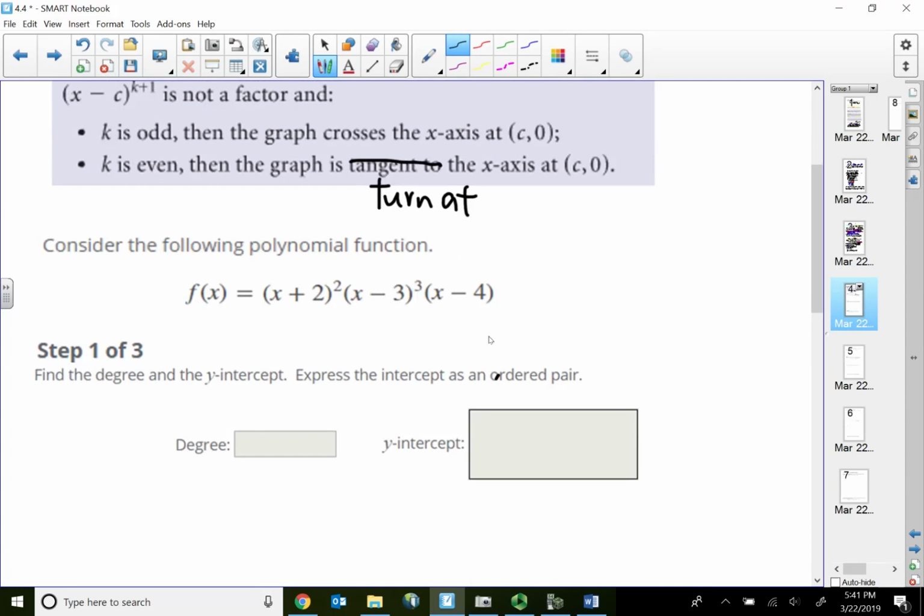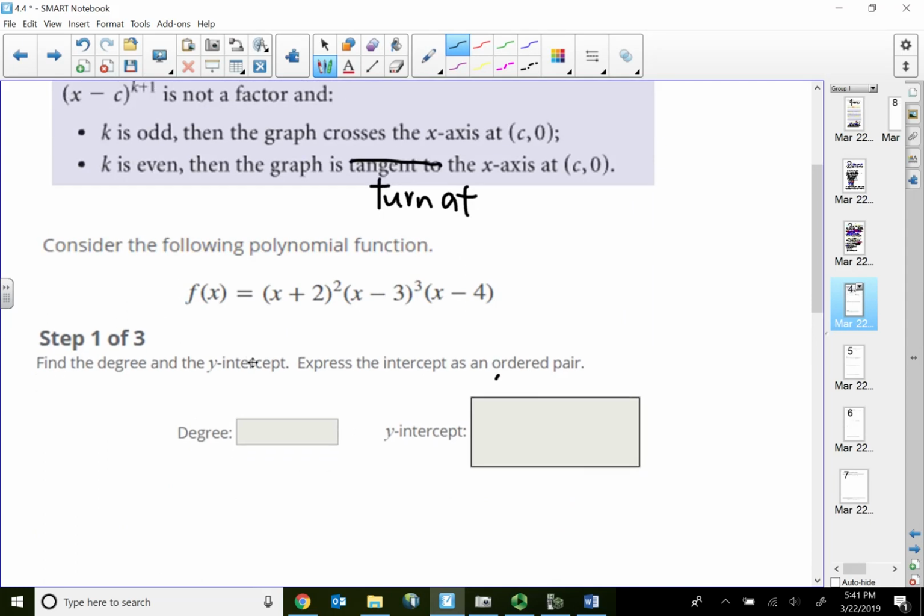Before I do the even odd multiplicity, let's take a look at the intercepts and the degree. Just by looking at this problem, this polynomial function is already in factor form. So all we have to do is just add up the multiplicity. That's 2 plus 3 plus 1, so my degree will be 6. That means if I multiply this whole thing out, it'll be x to the 6th power plus something, or minus something.